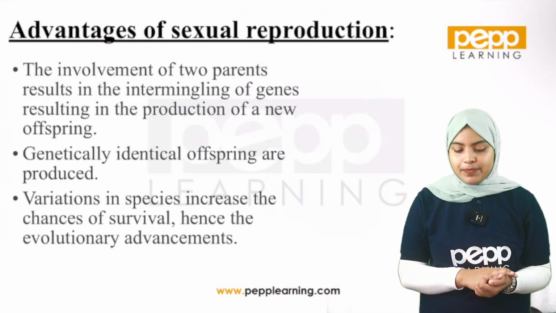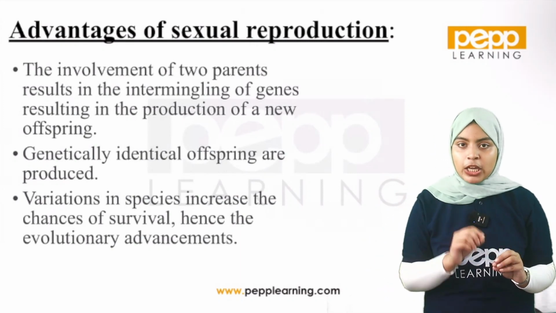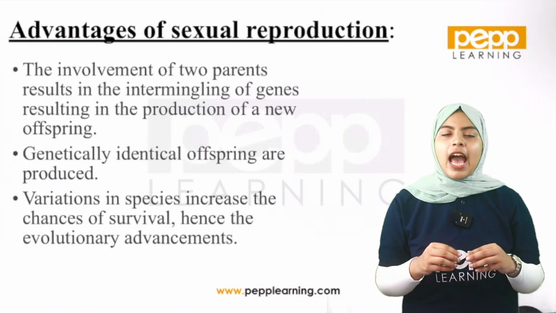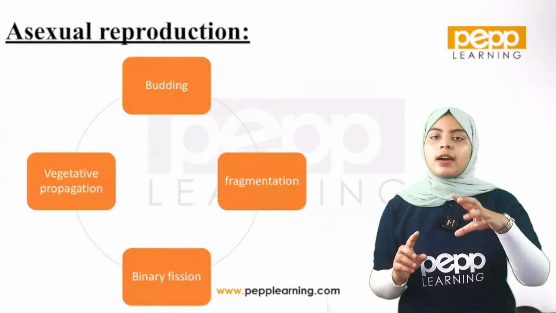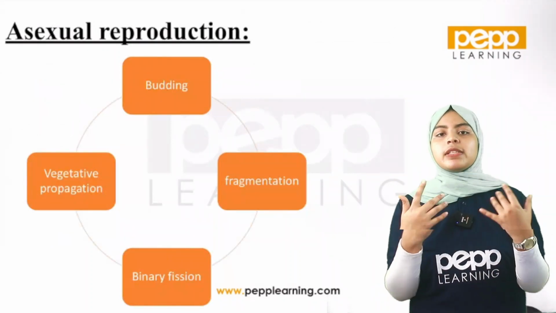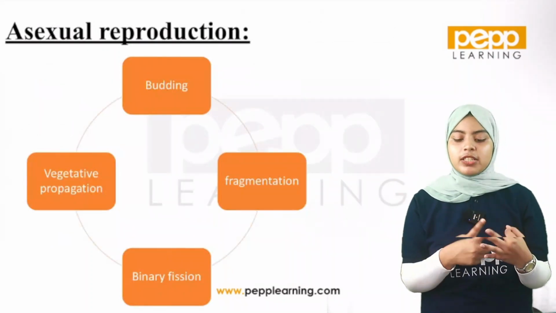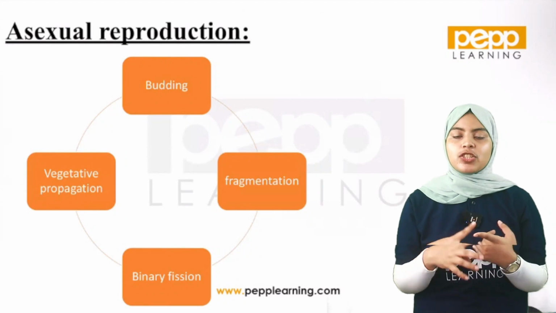So all of you please make a note of it, make little points. Don't make very long points, just make little points like these are the four types. There are budding, fragmentation, vegetative propagation, and binary fission.